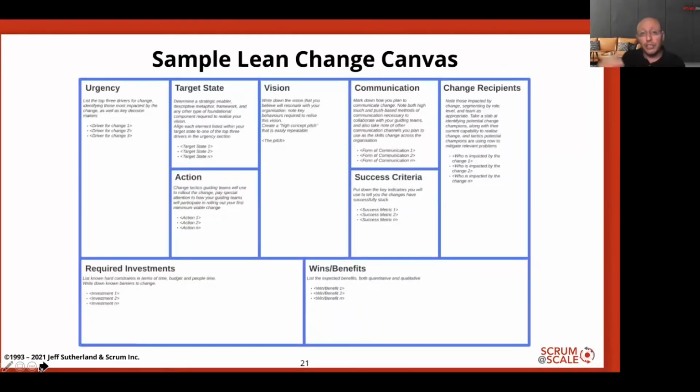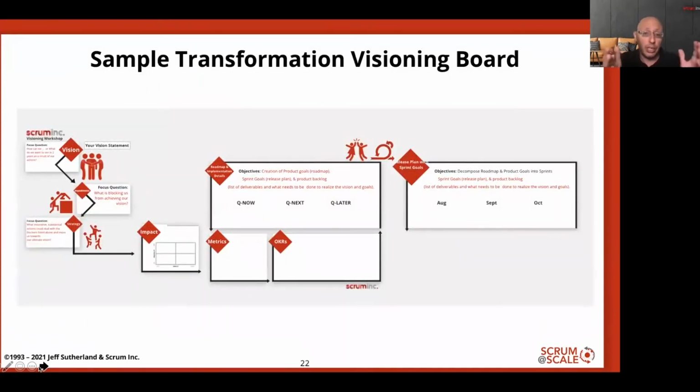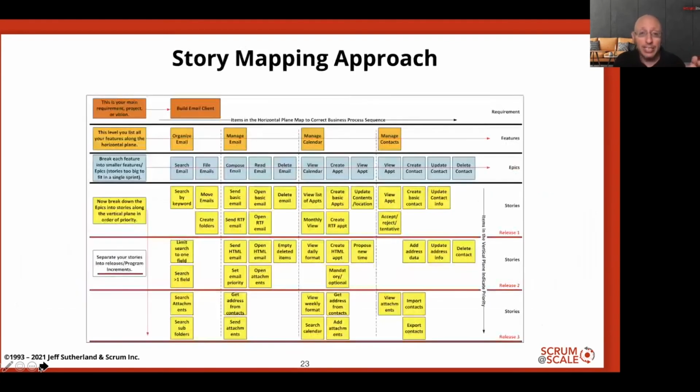Now, when you're doing this vision, I'm putting two examples here. You can use this one, a lean change canvas, or the one that one of my coworkers and I pioneered over at Scrum Inc. We use a visioning board. And these can be simple, or they can be more complex, including things like OKRs and timelines and stuff that you want to generate. But however you choose to run this, figure out the vision and then start breaking it down into smaller pieces. Because what you need to make is a backlog.